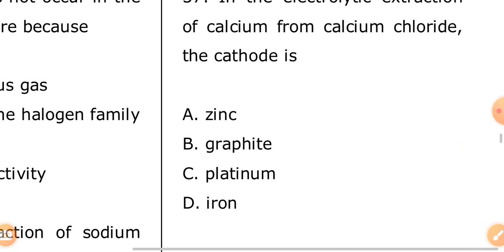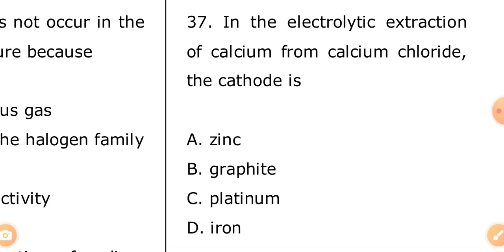Okay? Question 37. In the electrolytic extraction of calcium from calcium chloride, the cathode is dash. A. Zinc. B. Graphite. C. Platinum. D. Iron. The actual answer is what? D. Iron. In the electrolytic extraction of calcium from calcium chloride, so it means you should go and study electrolysis.